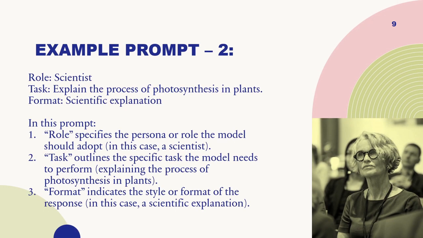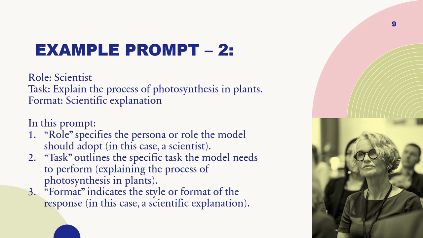Example 2. Role: scientist. Task: explain the process of photosynthesis in plants. Format: scientific explanation. In this prompt, the role refers to the persona that a model should adopt, which we already know. In this case, it is a scientist. The task outlines the specific task the model needs to perform, explaining the process of photosynthesis in plants. The format indicates the style of the response, so in this case a scientific explanation.